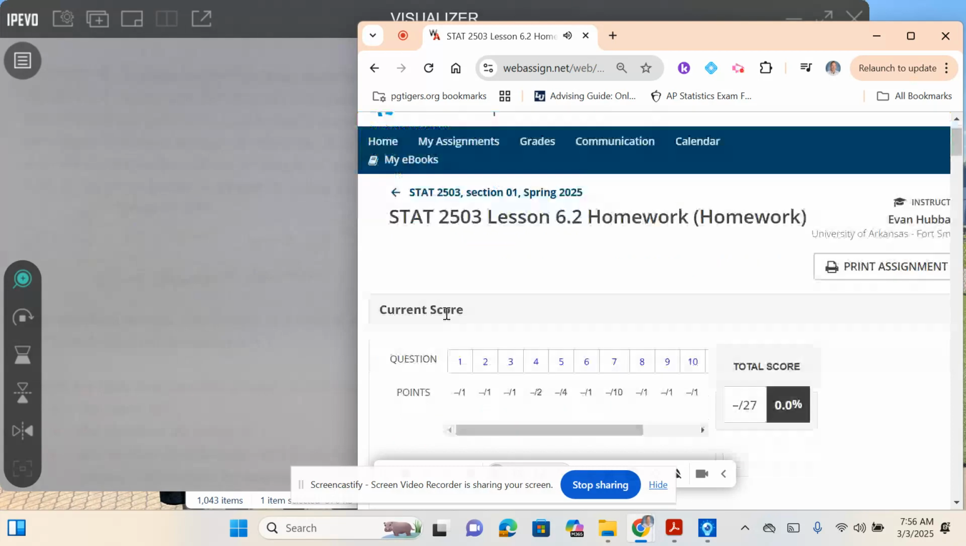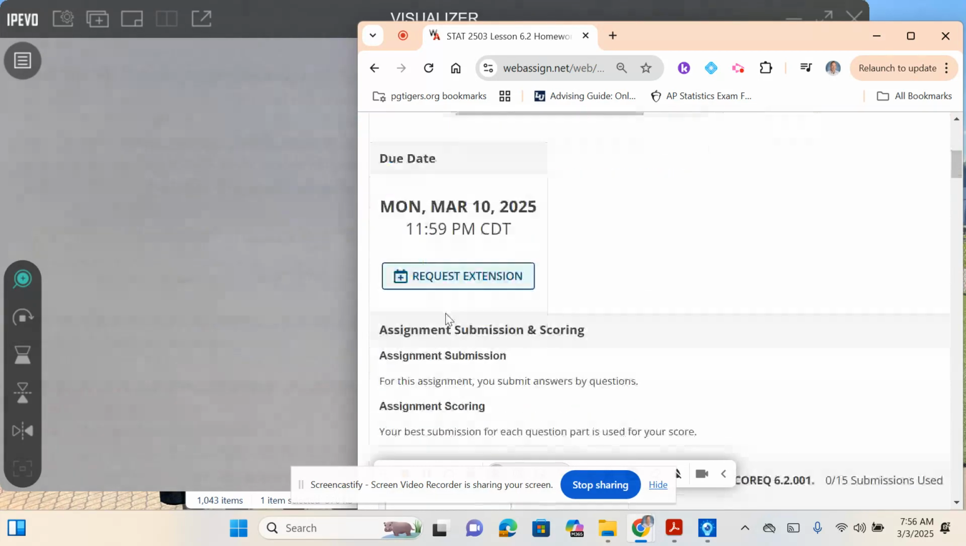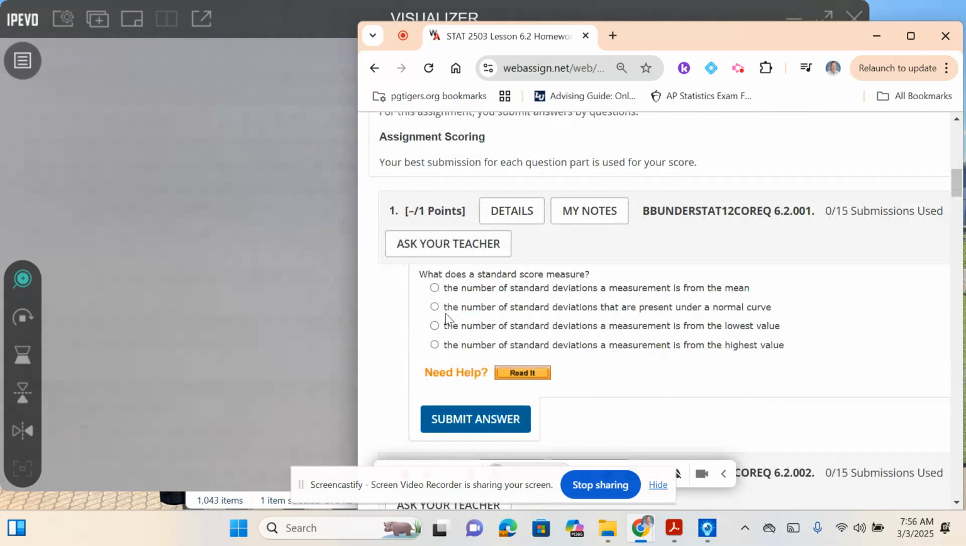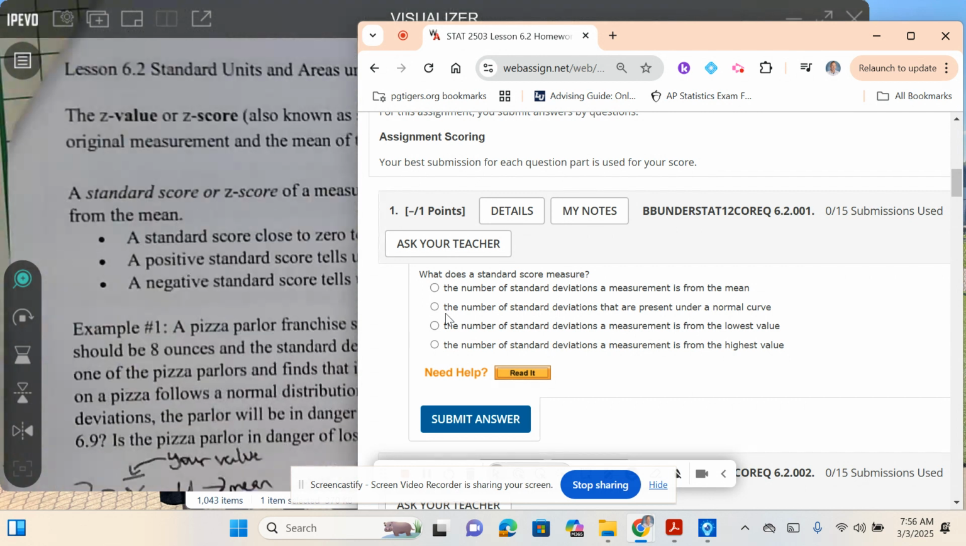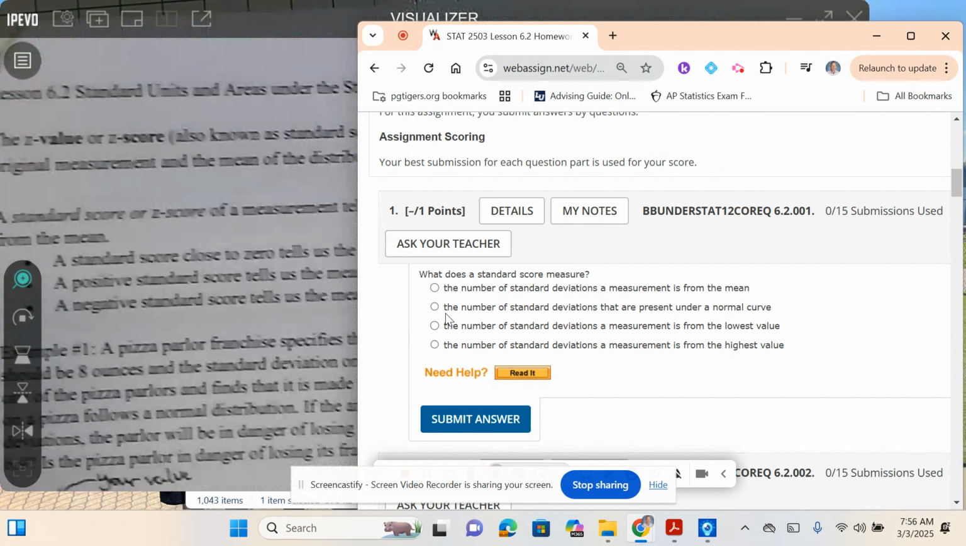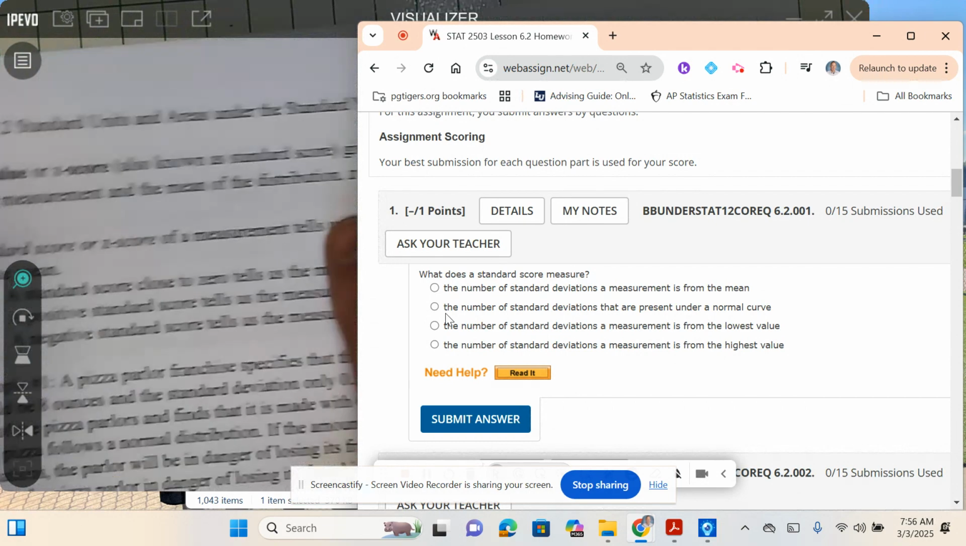All right, lesson 6.2 homework. Let's talk through some of these things, and we're going to learn a little bit more about the z-score. What is a standard score measure? A standard score is another reference for the z-score. They can call it a standard score, a z-score. You can see, as it said, also known as a standard score.